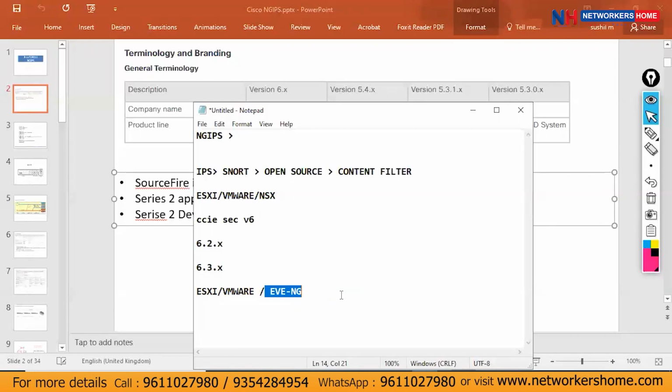And I'll be providing you all the images that you require for the EVNG. Not only for Cisco, also for Palo Alto, Checkpoint, right? F5, whatever image you need, I can provide. I've converted all the images.